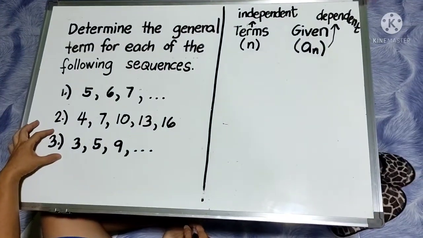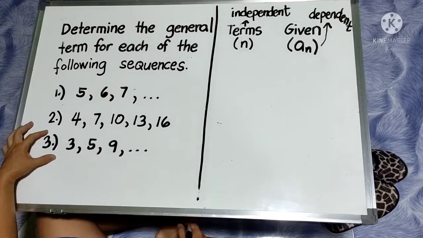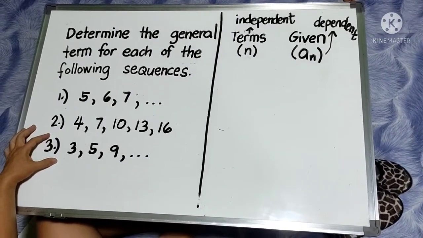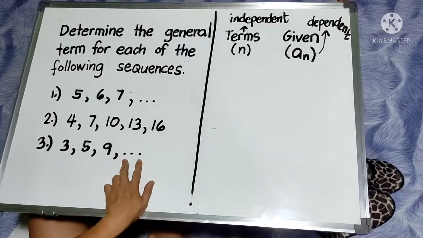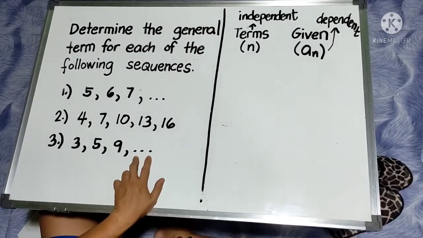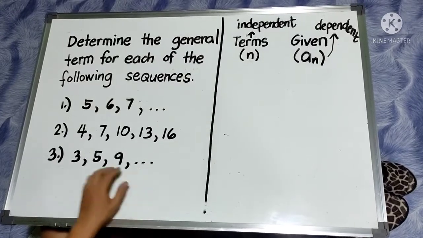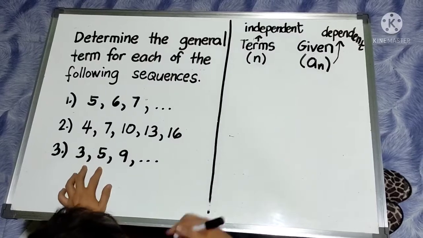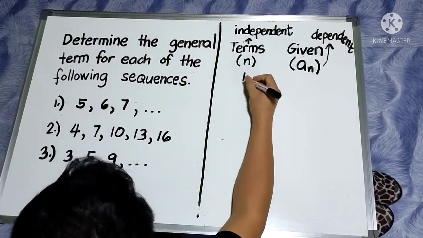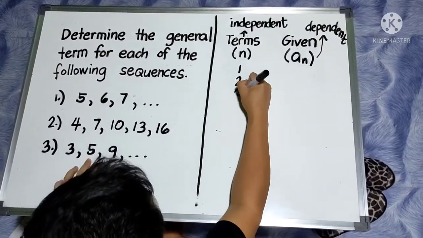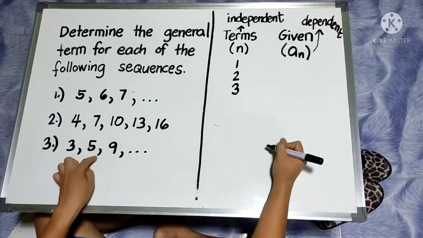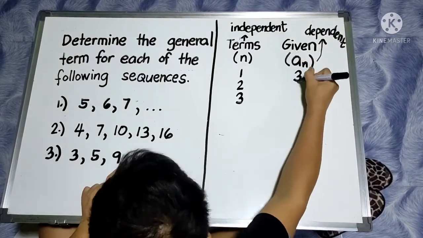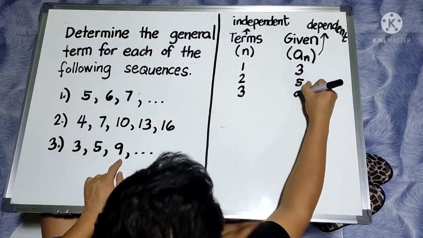The third example, 3, 5, 9, and so on. Let us solve the general term of the given infinite sequence. It's infinite because we don't have a last term. The last term is not known. So what are your values of n considering the given? Your values of n are 1, 2, and 3 because there are 3 known terms. 1, 2, 3. Your values of your a sub n are 3, 5, 9.